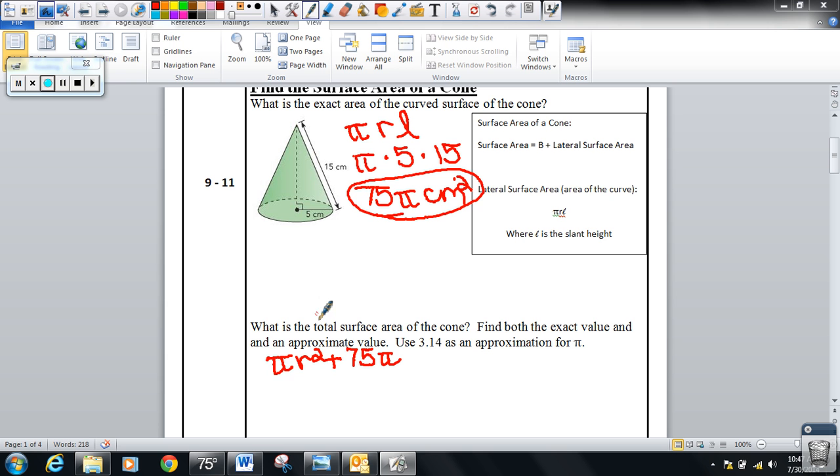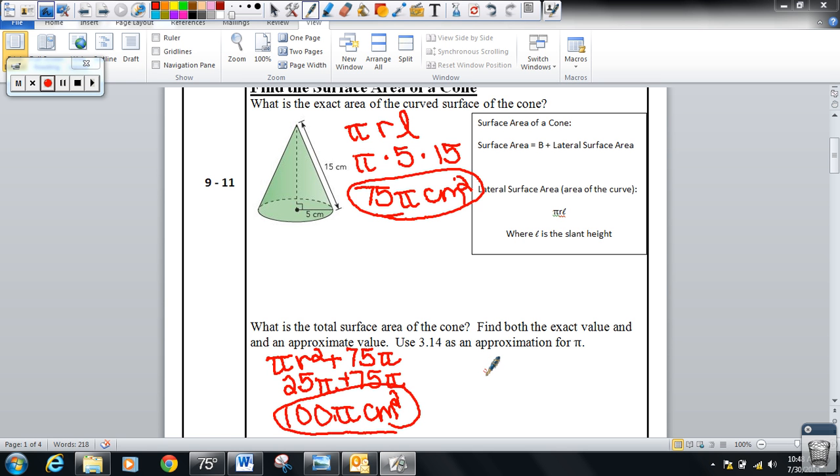Well, my radius is 5, so 5 squared is 25. So I have 25 pi plus 75 pi. To simplify, that would give me 100 pi square centimeters. Oops, and I forgot the pi there. Make sure you don't forget that because that makes a big difference. So 100 pi square centimeters would be the exact surface area of the cone.